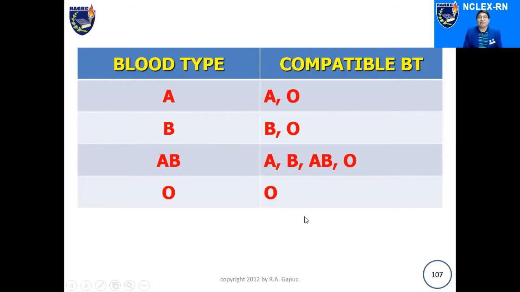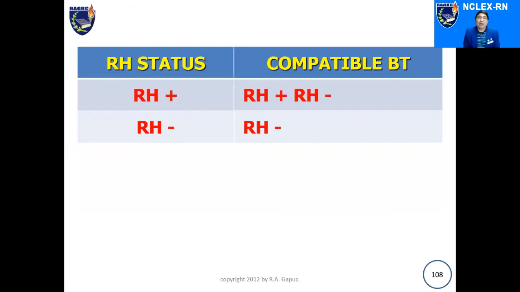Okay? Now, what about the RH status of the patient? An RH positive patient can be given RH positive or RH negative blood. So in essence, when you are RH positive, you could be given RH positive or RH negative blood. However, if your RH status is RH negative, you should only be given RH negative blood, okay? Now, let's play with this concept.